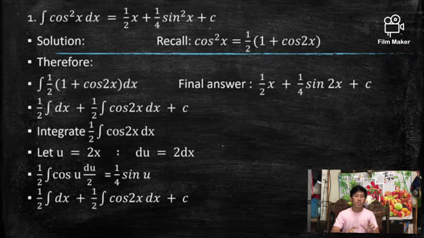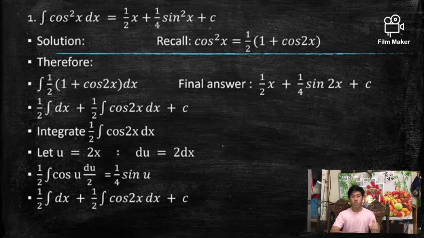The integral of 1/2 dx is equal to 1/2 x plus c. So we will proceed to the next element and integrate the 1/2 integral of cos 2x dx. First, we must perform the u substitution. Our u is equal to 2x, and the derivative of 2x is 2 dx. And we will cancel the 2 to get the substitution for dx. So our formula ends up as 1/2 integral of cos u du over 2.